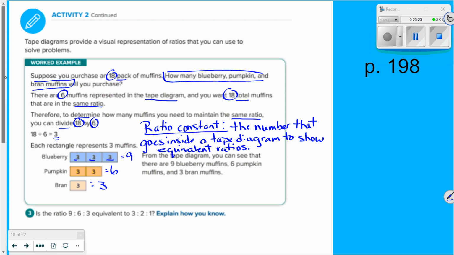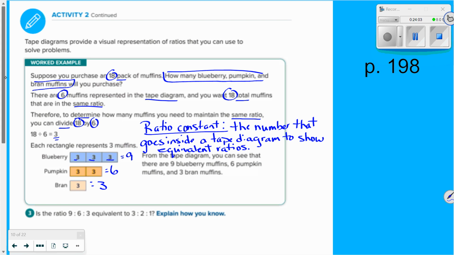Here's the biggest thing on the ratio constant. Once I get my ratio constant, every box in my tape diagram gets that number. If I have different numbers inside the boxes, I messed up. In the tape diagram, every number must be the same. That number we will call the ratio constant. So when we're doing these types of problems, one of the biggest things you need to be able to do is figure out what the ratio constant is.